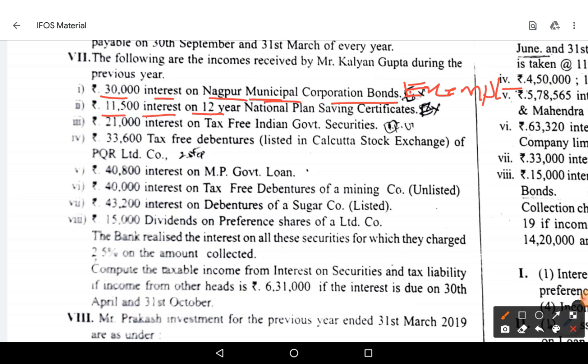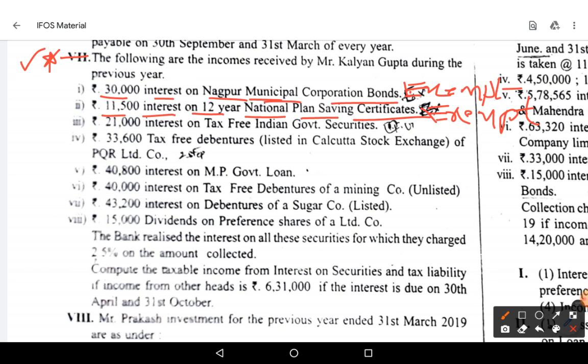11,500 interest on 12 years National Plan Saving Certificate. The 5 years National Savings Certificate is also exempt, and the 12 years National Plan Saving Certificate is also exempt. I am saying there is an exempt securities list. That list will come in the exam, and I have made you tick it or put a star mark so that you should remember them.